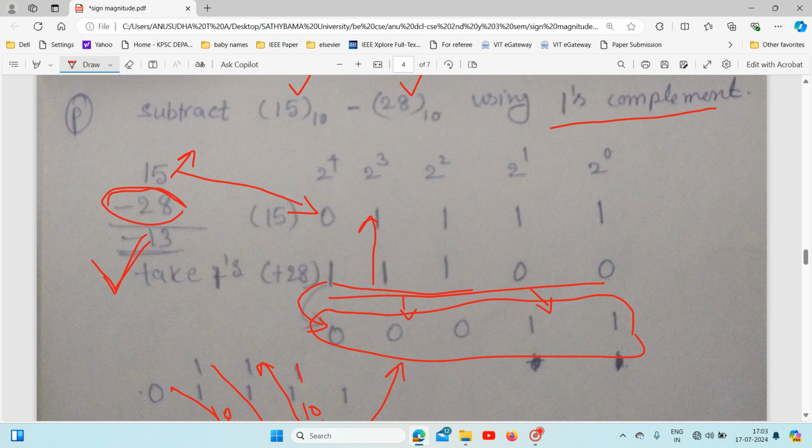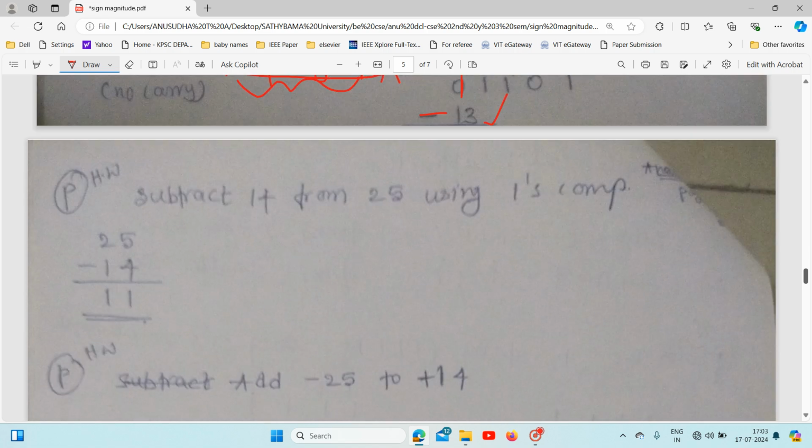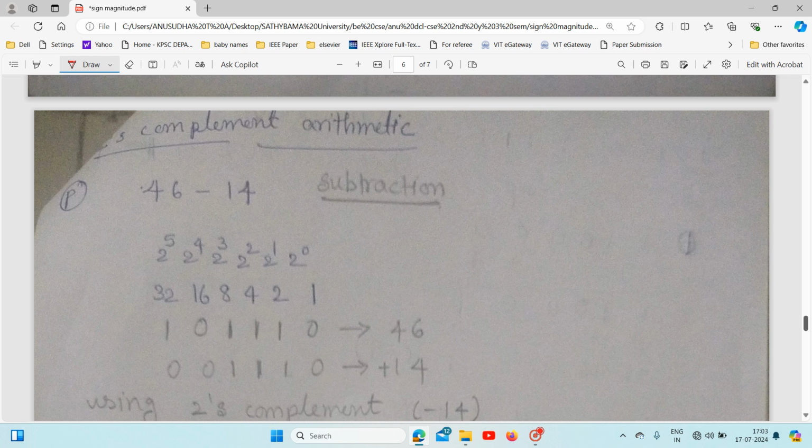So this is the ones complement operation. Now we will discuss two's complement arithmetic operation, right? Two's complement based arithmetic operation. So here mainly we are using the two's complement for subtraction, right? So here I will discuss one problem.